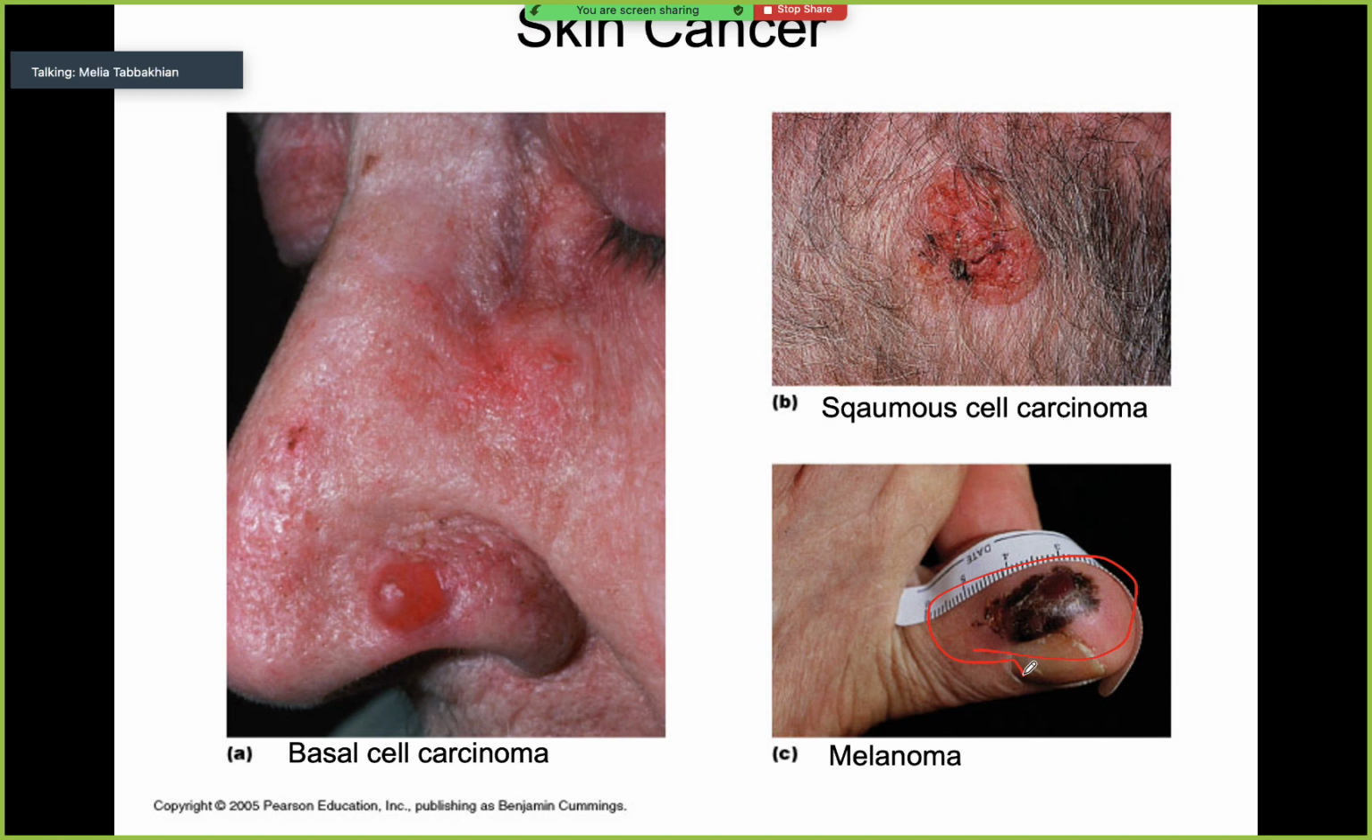Look at all the ABCDs of it. It's not symmetrical. It's blotchy in color. The edges are jagged. And this is about 20 millimeters in size. Here's your squamous cell carcinoma. If you're damaging those keratinocytes, you're generally going to have regions of skin that look like they're scaly. And then basal cell carcinoma, it's going to look like a wart almost, or a blister. Why? Because you're damaging the stratum basal of the epidermis. Again, if the epidermis peels away from the dermis, you're going to get something that looks like a blister.